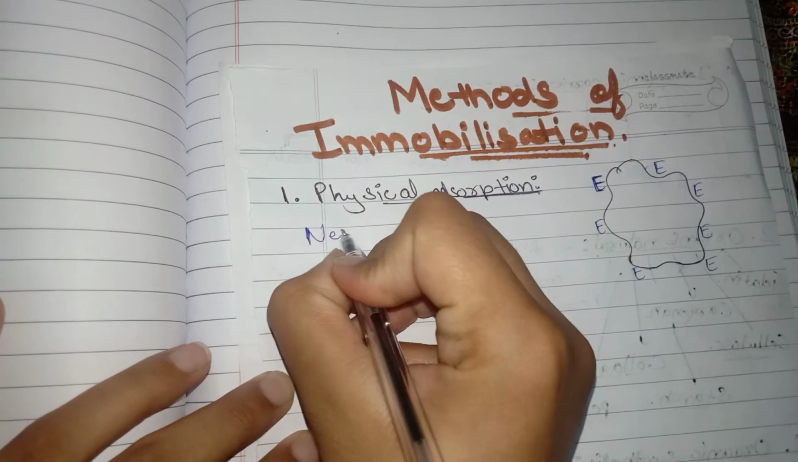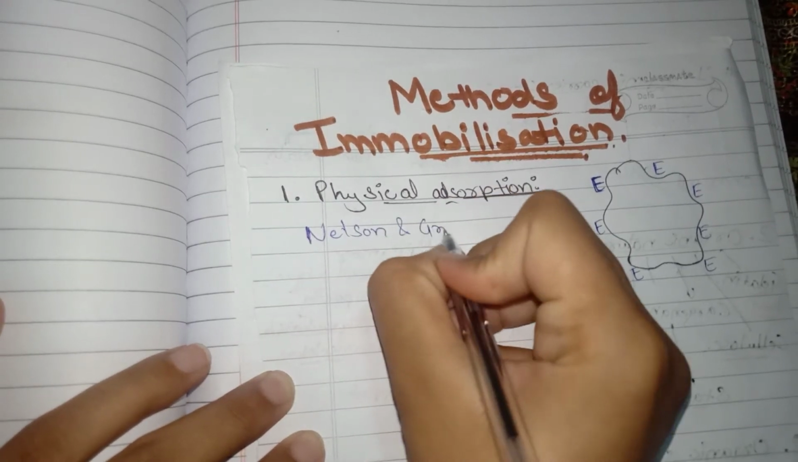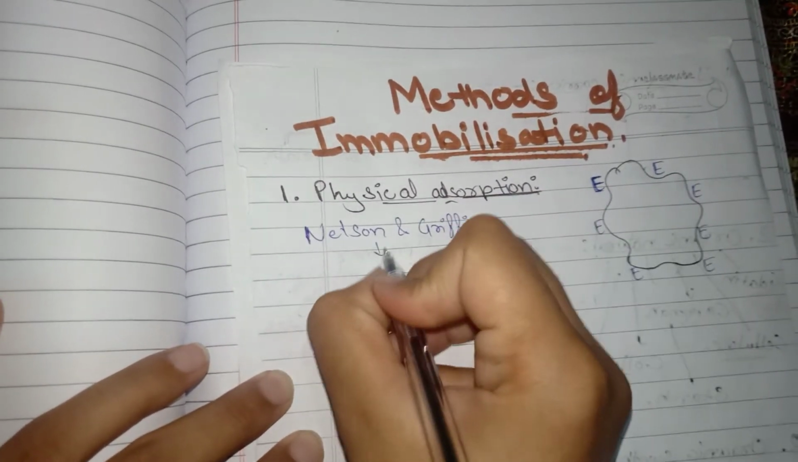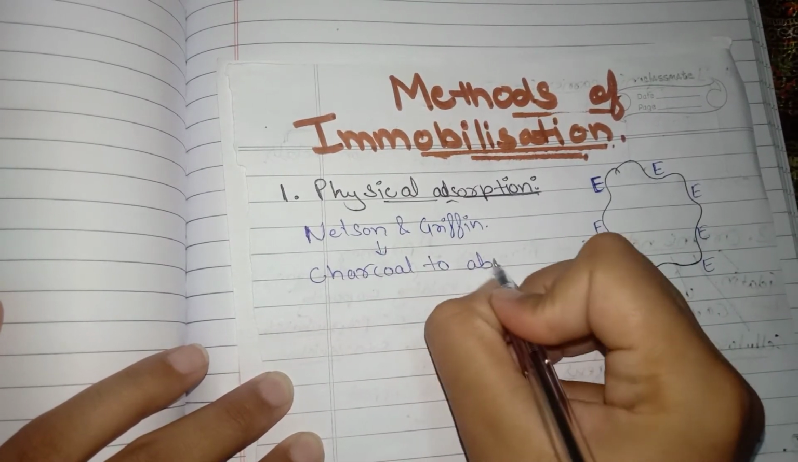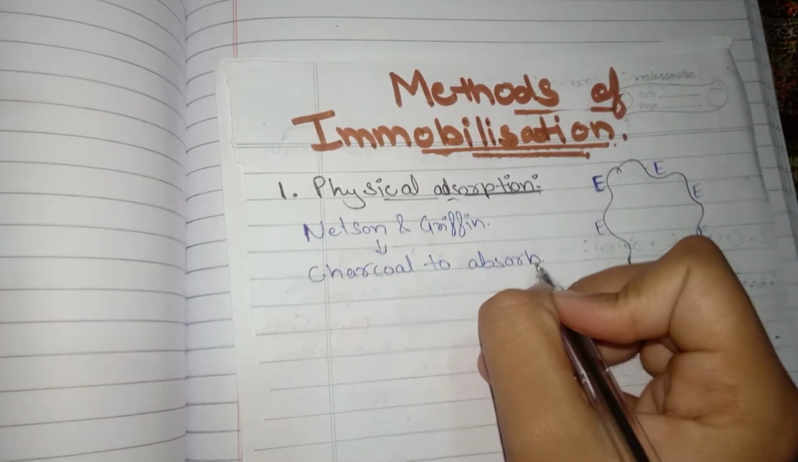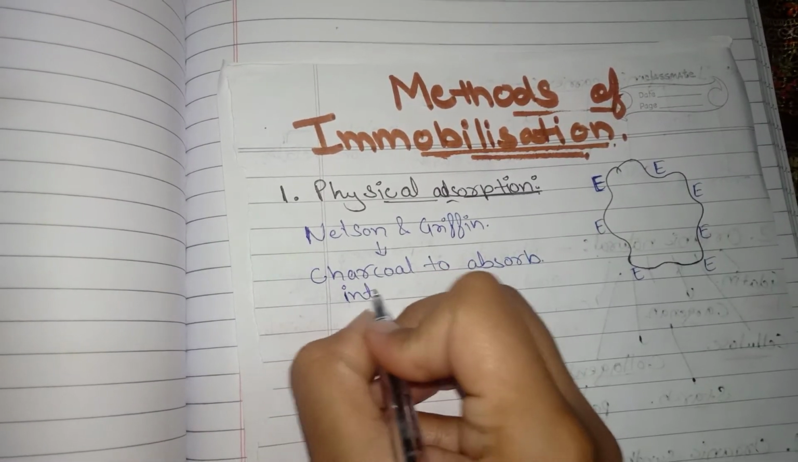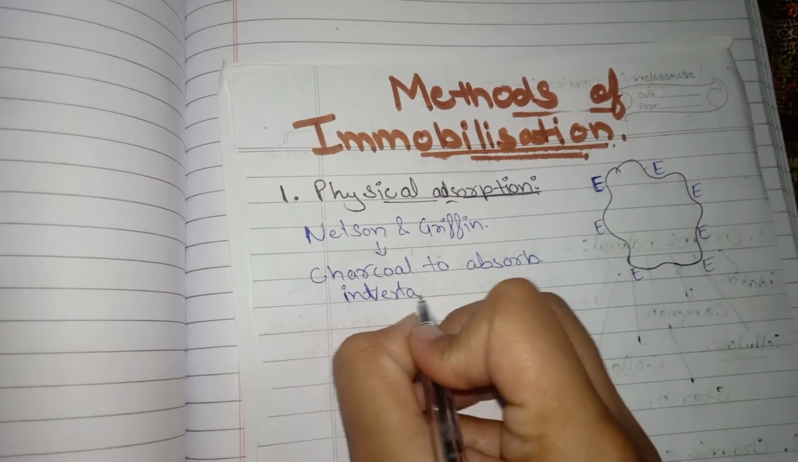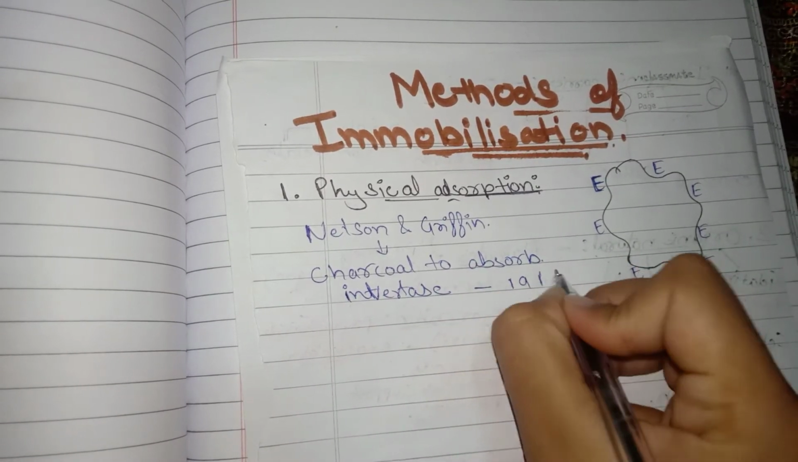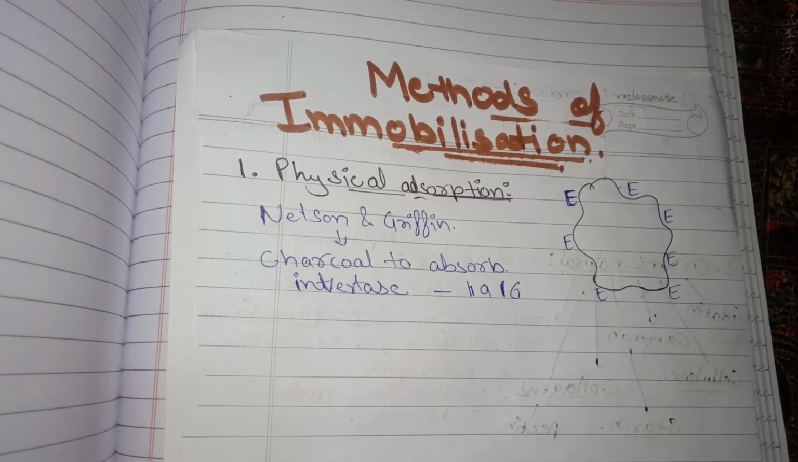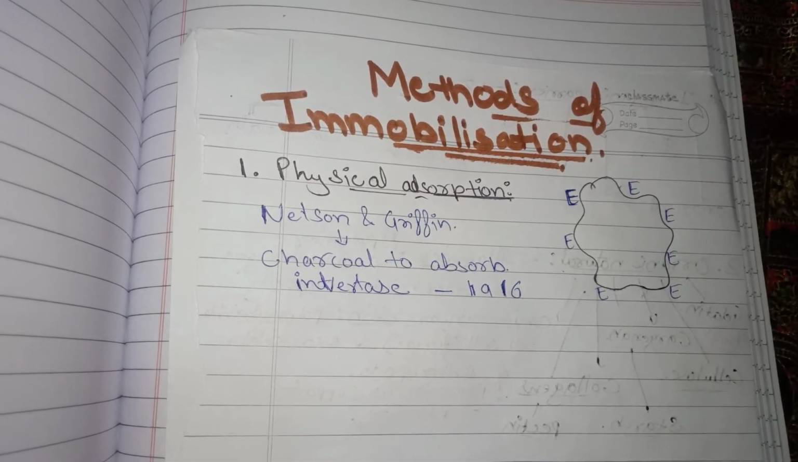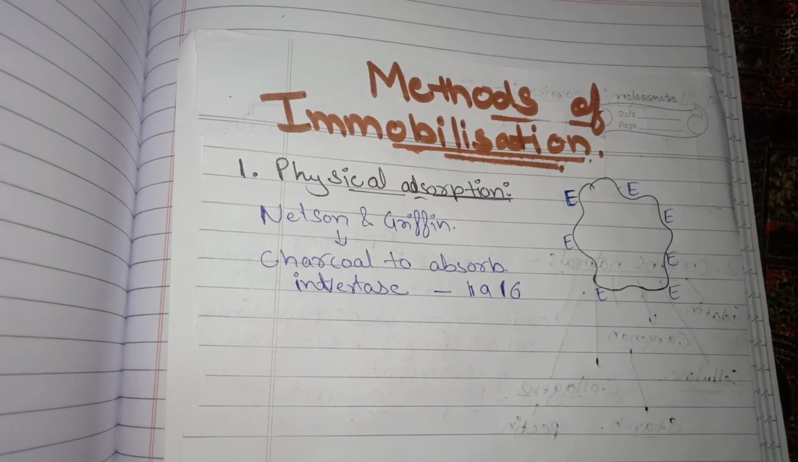Nelson and Griffin first used charcoal to adsorb invertase for the first time in 1916. The support or carrier used may be of different types. First is mineral support, second is organic support, and third is modified Sepharose and ion exchange resins.